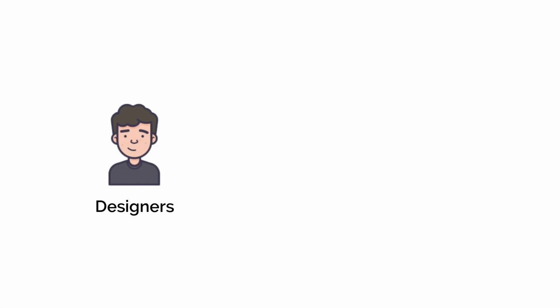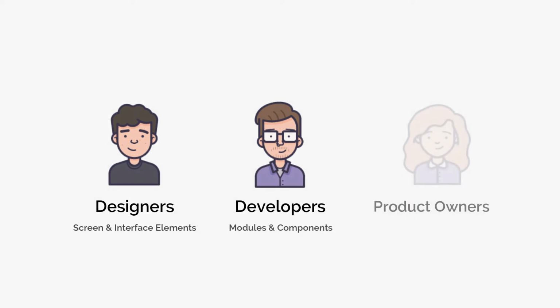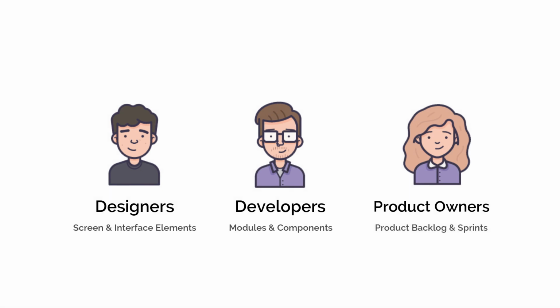In a cross-functional team, everybody thinks from their perspective depending on what they bring to the table. Designers think in terms of screen and interface elements. Developers think in terms of modules and components. A product owner thinks in terms of product backlogs and sprints.